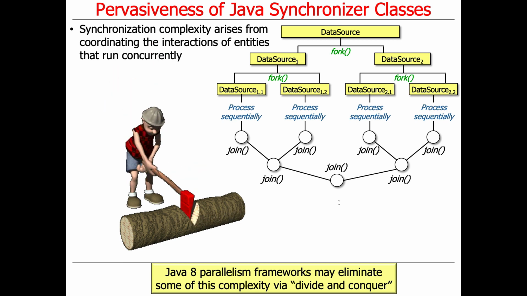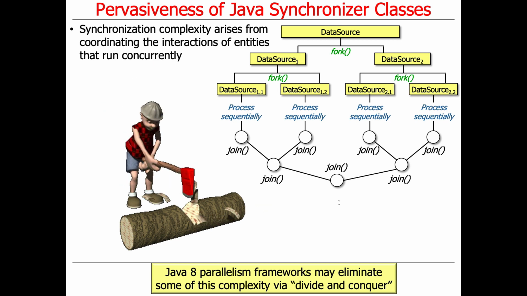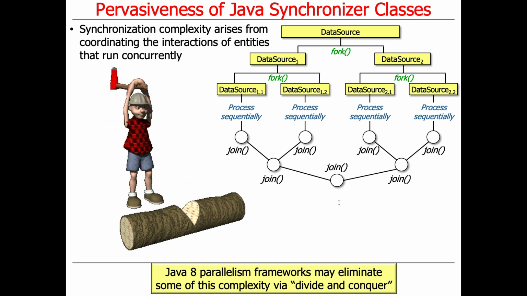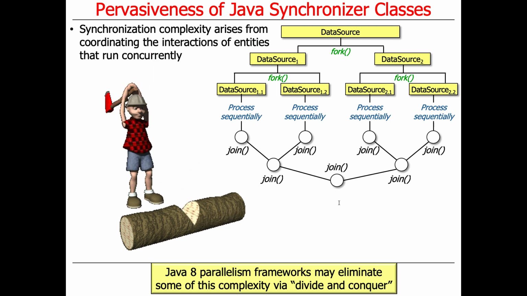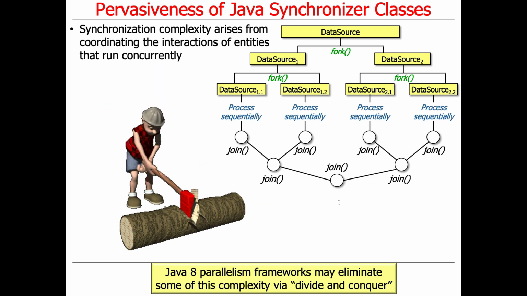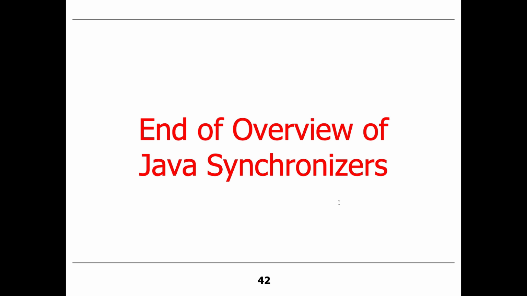As we talked about before, the parallel frameworks in Java, the parallel streams, completable futures, address a lot of these issues by this divide and conquer mechanism. And isn't that a great GIF showing divide and conquer? You're breaking stuff up into pieces. Like I said, we won't talk a whole lot about that in this class, but if you come back next fall, we'll cover it. So that's the end of the overview of Java synchronizers. Obviously, there's a lot more to it than that, but that was just giving you the high-level view.